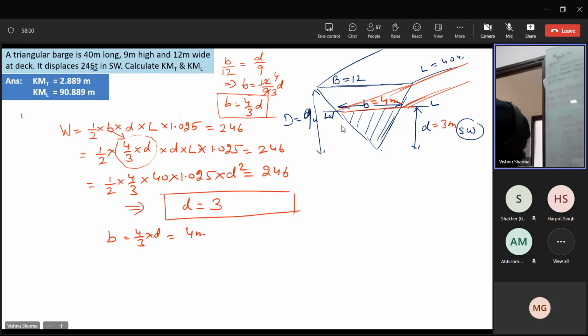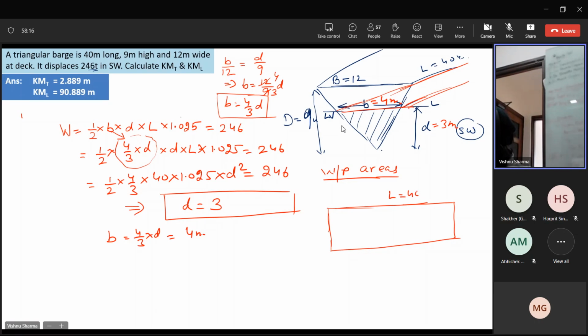Now, guys, what I'm drawing is the water plane area. Again, if you do not agree, interject immediately, no issues. The water plane area will be a rectangle whose length will be 40 meters, but breadth will be small b, that is 4 meters. Does everybody agree with me? What I have drawn in red is the water plane area, correct?